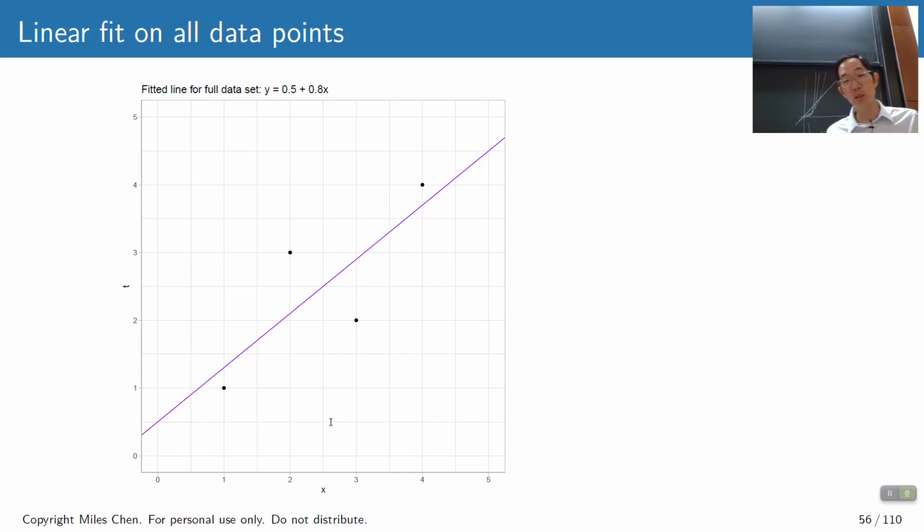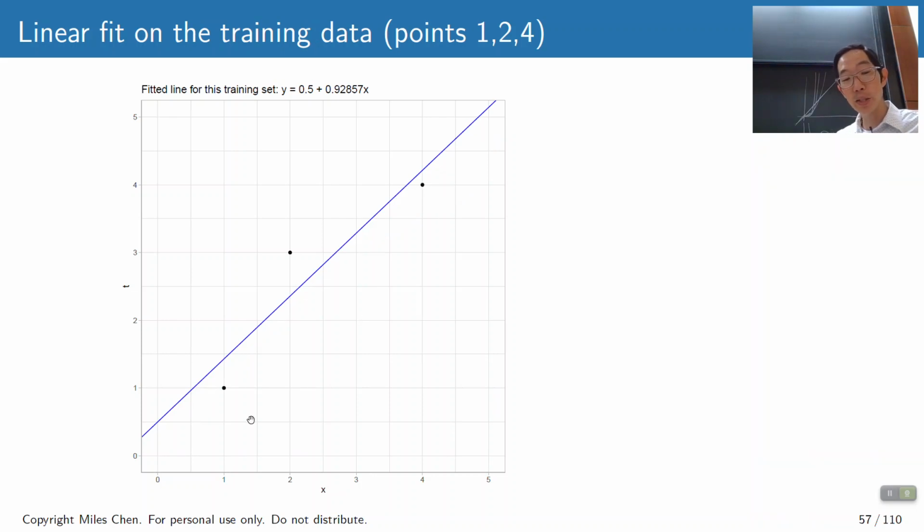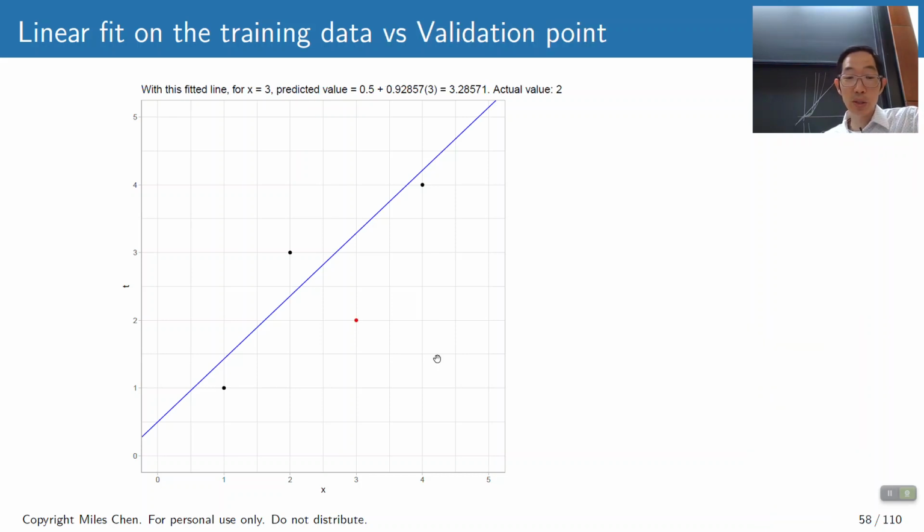Again, here are the original 4 data points. I'm going to remove this data point at number 3. Based on the remaining 3 data points, which are here, here, and here, what is the best fitting line? So this is the best fitting line. Then we plug back the observation that I removed, at 3, 2, right here. What is the difference between the actual value and what the line predicted? The line predicts 3.2857, based on these 3 dots in black.